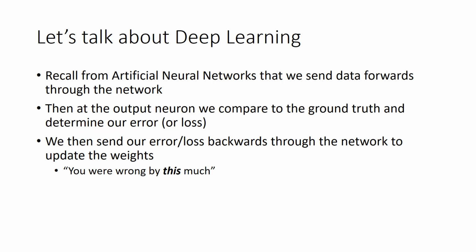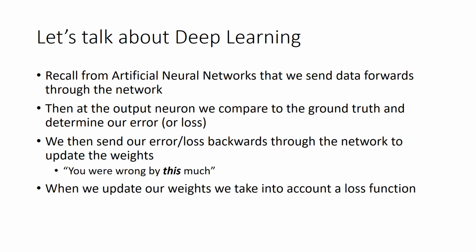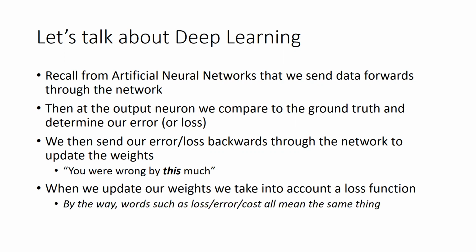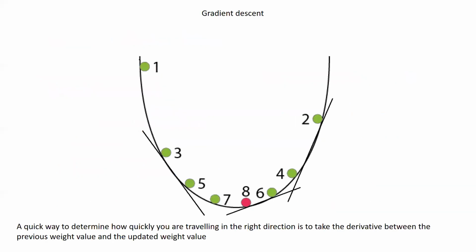You send your data forward, you make a prediction, you see how wrong you were using the loss function, and then update the weights by sending it back through the network. So if you see loss, error, cost, and things like this, don't worry, they're just the same thing. I use them interchangeably depending on what I'm talking about.